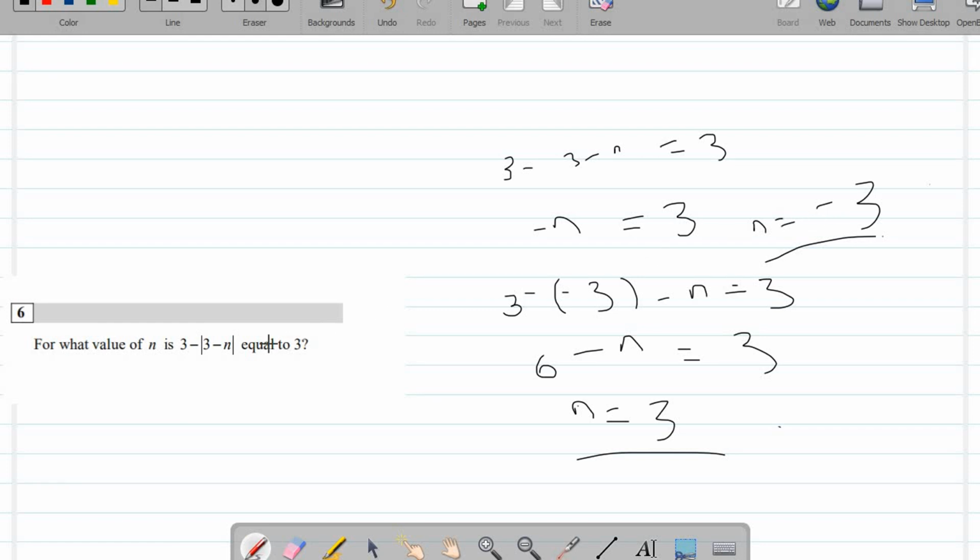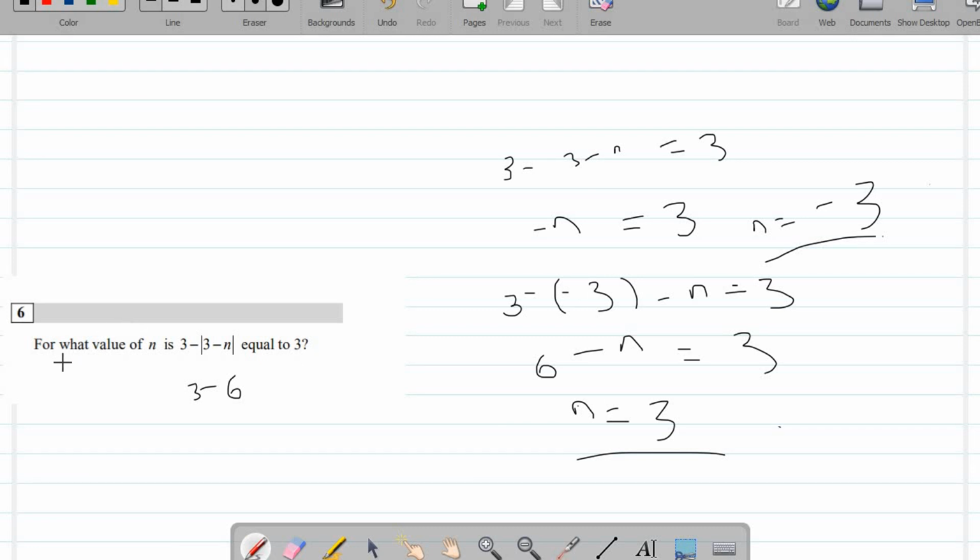But if you put minus 3 there, 3 minus minus 3 will give you what? 3 minus minus 3 will give you 6. So 3 minus the absolute value of 6, that's not going to work. But if you put n equal to 3 there, you have 3 minus 3, and that's it. 3 minus whatever is here, 3 minus 0 is equal to 3. So you see, you can easily get that using the negative form of it. Please, I hope you understand this.